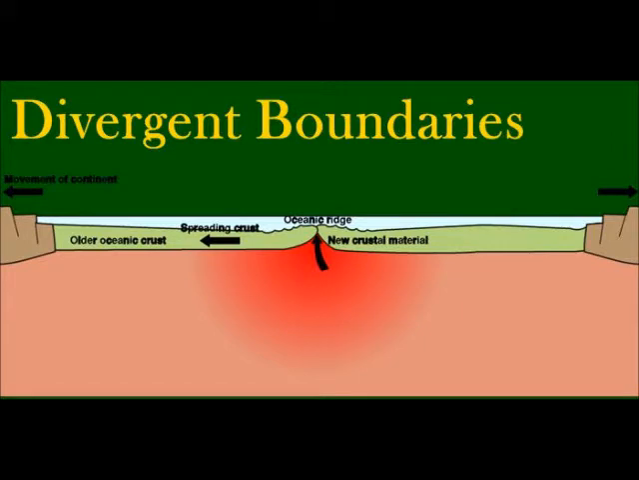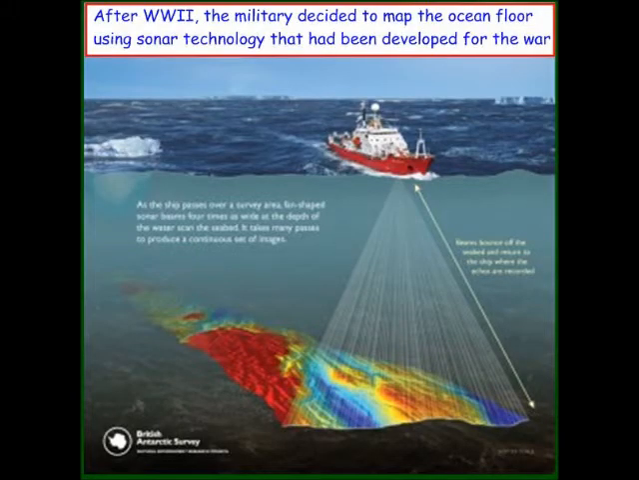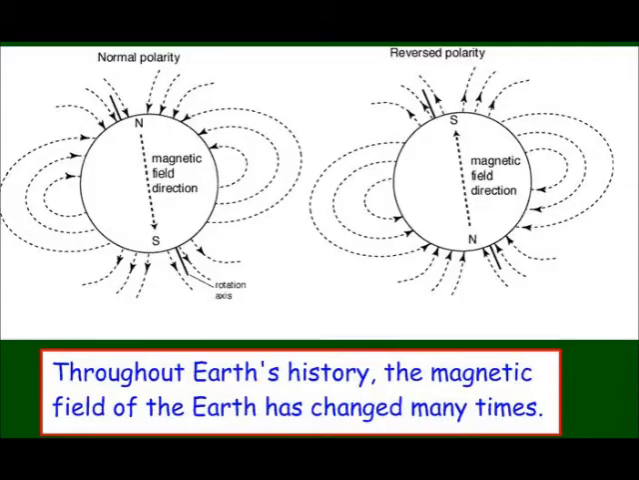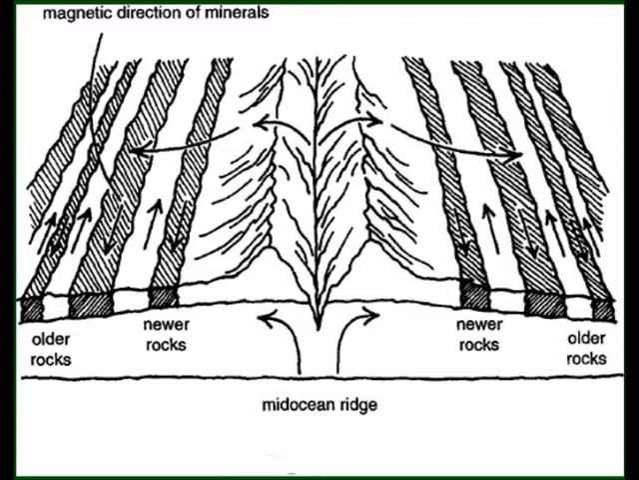At divergent plate boundaries, plates spread apart, and hot material pushes up through and creates new crust. This was first proven in some investigations exploring the ocean floor after World War II. It turned out that throughout Earth's history, the magnetic field of the Earth has changed many times, and so as this new crust was created, the magnetic direction of different minerals was aligned in different directions, and this helped us figure out that the oldest rock was furthest away from the spreading center inside the ocean.